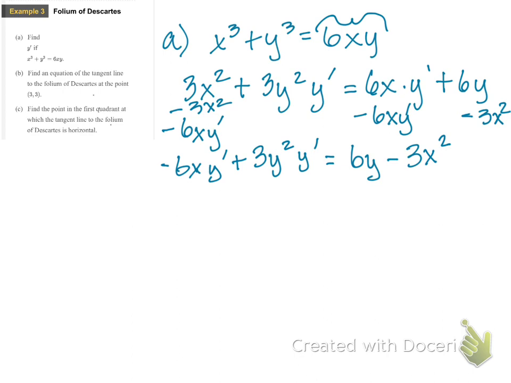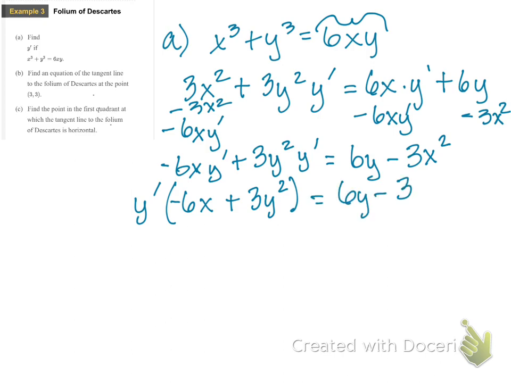Life is good? What is the benefit of putting everything on one side that has y prime and everything on the other side that doesn't? You can factor it out. Okay, that's always going to be the move here. We're trying to factor out y prime so that we can isolate it. So when I pull y prime out of both terms on the left, I'm left with negative 6x plus 3y squared equal to 6y minus 3x squared. Good? Okay. Now we want to isolate y prime even further by dividing by all of this in parentheses.